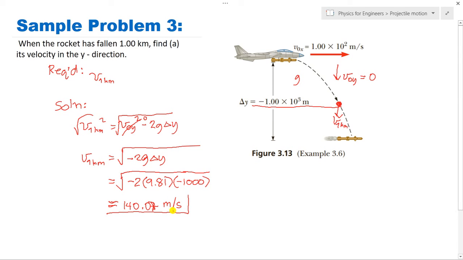So yun lang. Ito lang yung velocity natin sa y ha, after 1 kilometer. After, or the rocket has fallen 1 kilometer. So ito lang. Next.